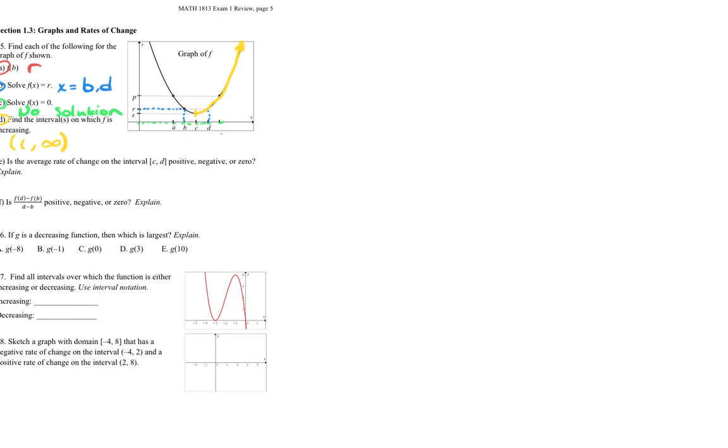Okay. And then for e, is the average rate of change on the interval from c to d positive, negative, or 0? So let's kind of clean this up. Okay, so our average rate of change from this point here to this point here. If we look, we have a positive slope. A positive slope indicates that our average rate of change is positive. So this here is positive.